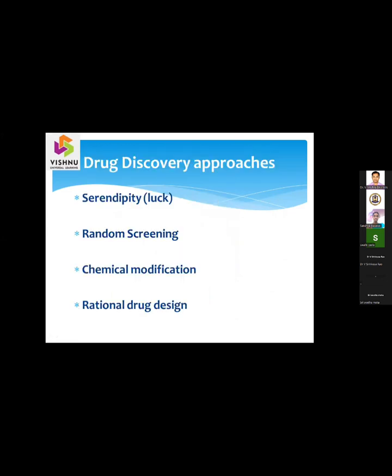So coming to the drug discovery approaches, we have serendipity, which is pure luck, random screening, chemical modification, and rational drug design.